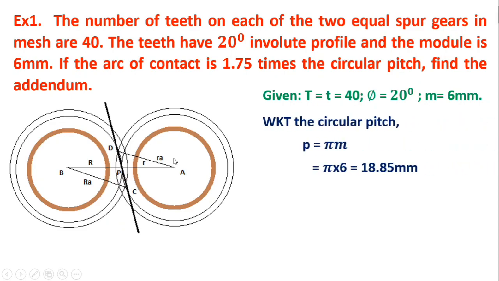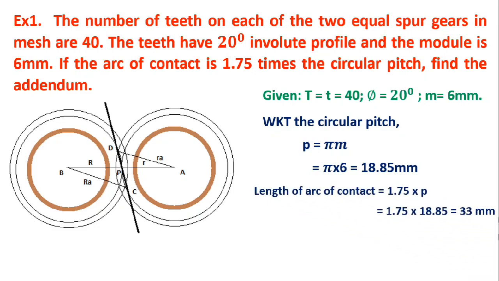First, with the given data, that is with the module, let us determine the circular pitch. We know that the equation for circular pitch is small p equals pi m, which is pi into 6. We substitute m as 6 and we get the value as 18.85 mm. Next, it is given in the problem statement that the length of arc of contact is 1.75 times the pitch. So that is 1.75 into 18.85, which comes to 33 mm.